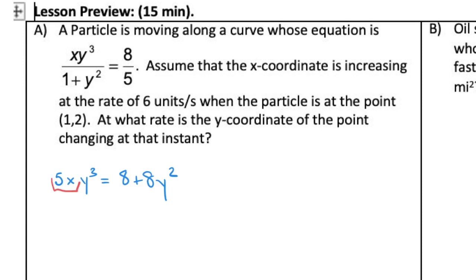Now, as you were reading through the problem, you saw that your x coordinate was increasing. So dx/dt was given to you, and that was 6 units per second. Make certain that you're following the steps. When you can draw a picture, draw a picture. Write down what's given, and make certain that you write down the question.